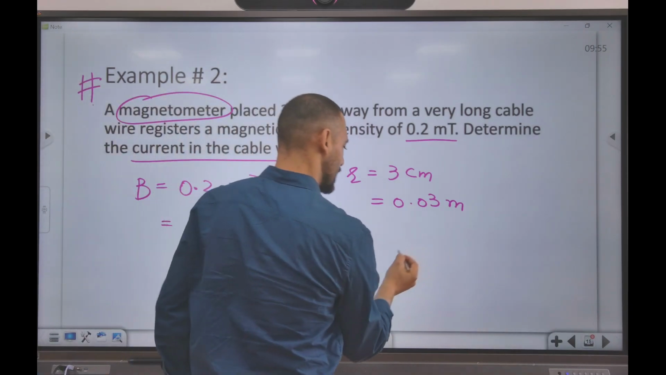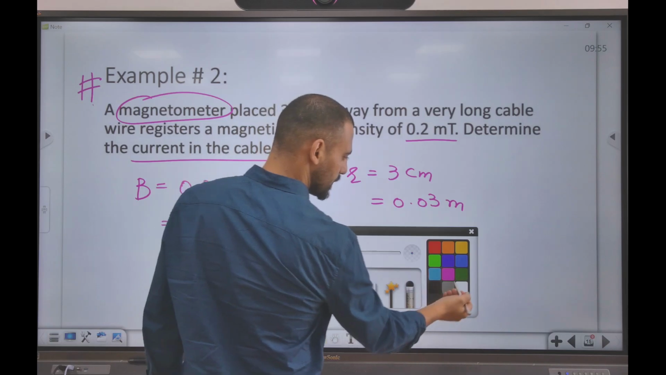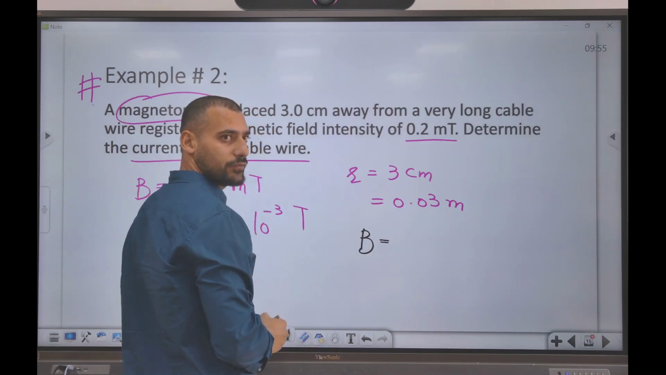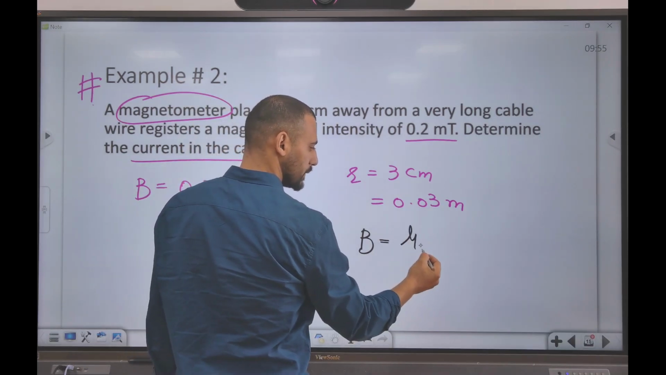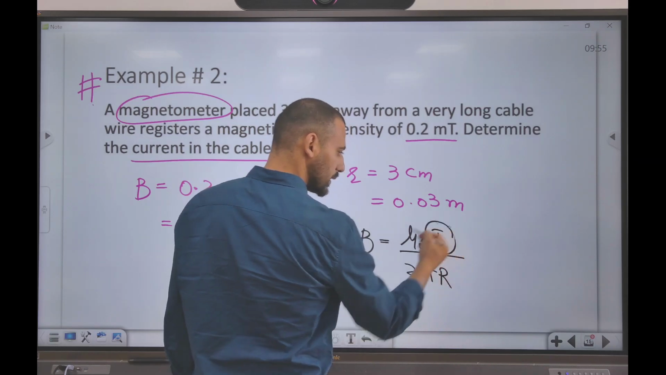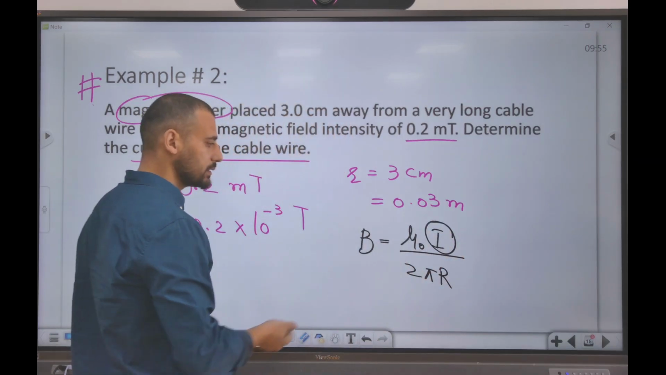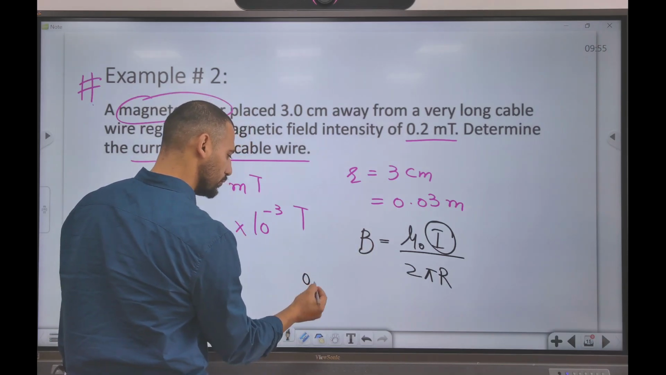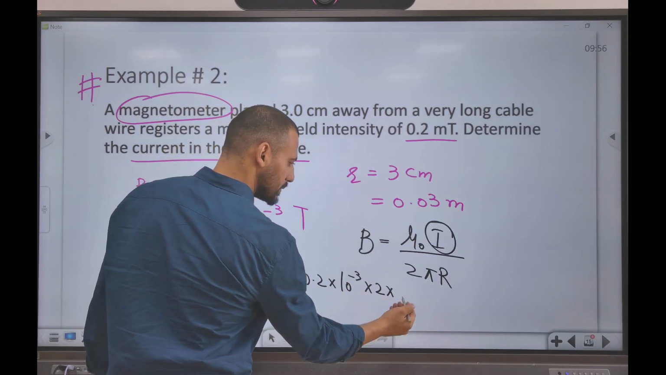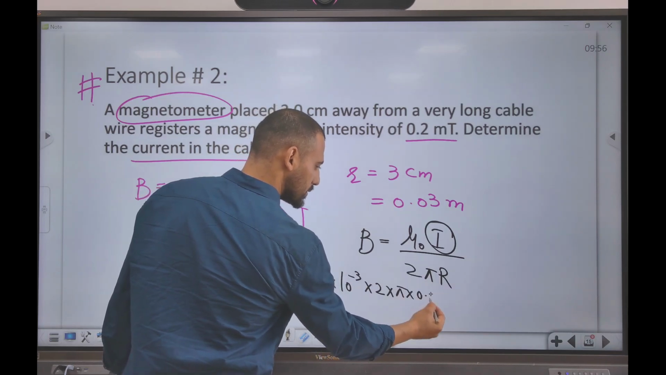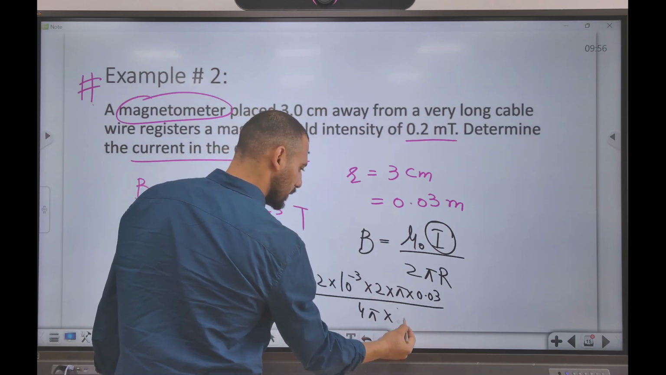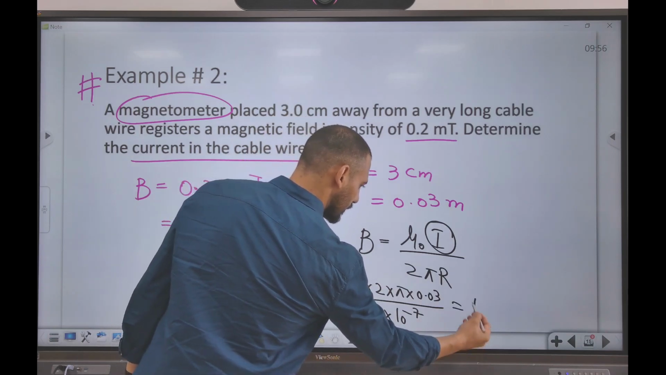So magnetic field, as you know the expression. What is the expression? The expression for the magnetic field: mu naught times the current upon 2 pi r, right? So we have to find the current. Just use your calculus. Magnetic field is 0.2 times 10 to the power negative 3 times 2 times pi times 0.03 upon 4 pi times 10 to the power negative 7. That is your current.